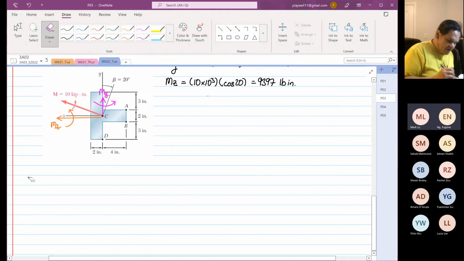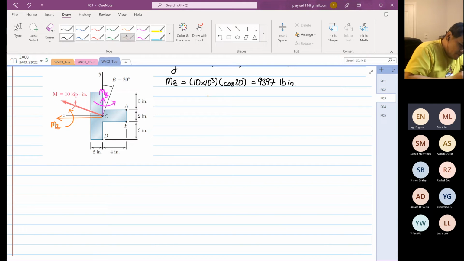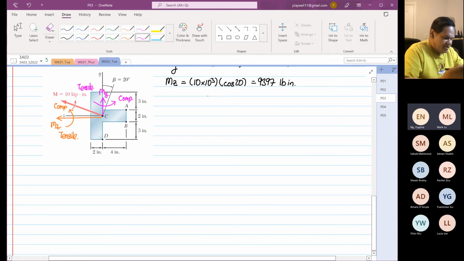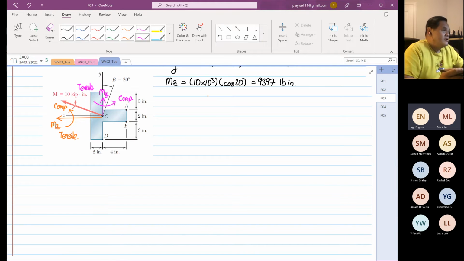Before we determine that, let's analyze what we have by applying our moment vector. So Mz on top is compression. The head of the moment vector is compression, and the tail end is in tension. On the right, on My, we realize the head end of the moment vector is compression, and the tail end is tensile. So if you can do this, part of the battle is already won. You already analyze where is compression and where is tensile.